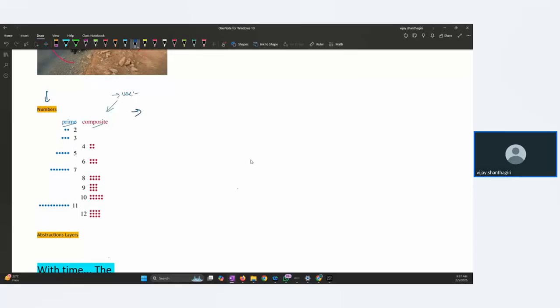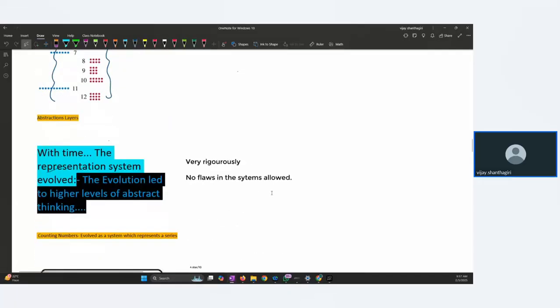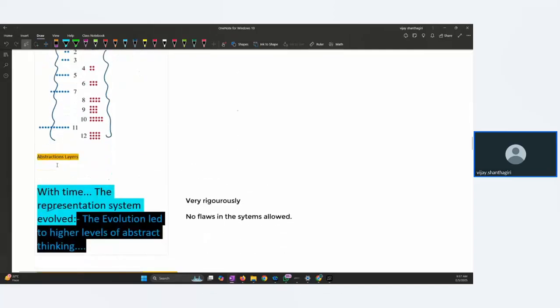And in that number system, some mathematicians are going to find some kind of pattern, and they realize that, hey, there are a lot of numbers which cannot be divided by any number, so it becomes a prime. Then there's a lot of numbers which can be divided by other numbers. It's a composite number. Fine, it makes sense. So what we are building here is abstraction. With time, we are increasing these abstractions.